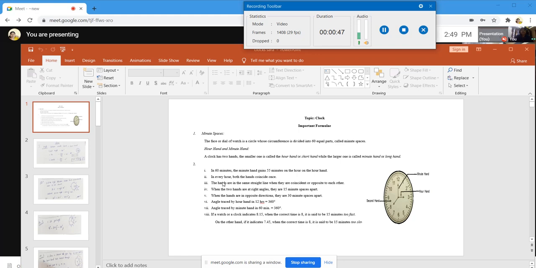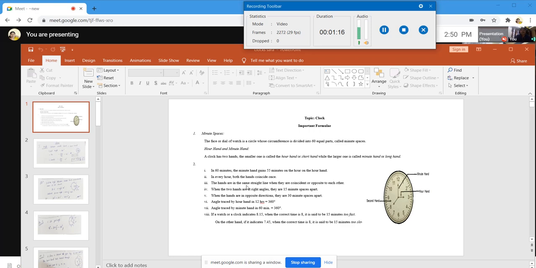Okay, right. When we see the dial of a watch, you know that it is a circle, right? So it turns around 360 degrees, and that can be divided into 60 equal parts, which are called minute spaces. In every hour, both the minute hand and hour hand coincide only once. So these are some basic concepts you must know, right?